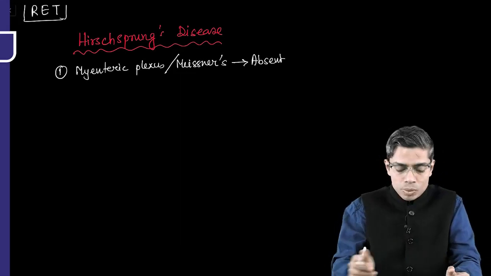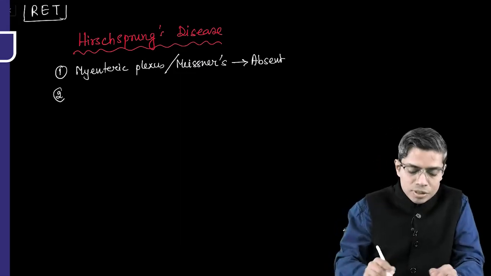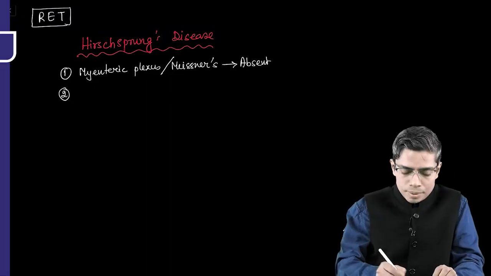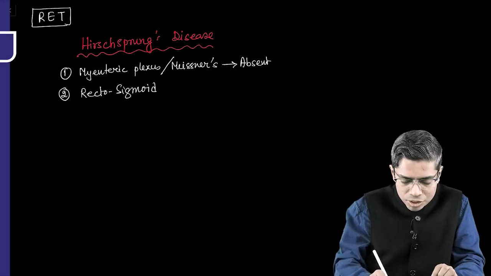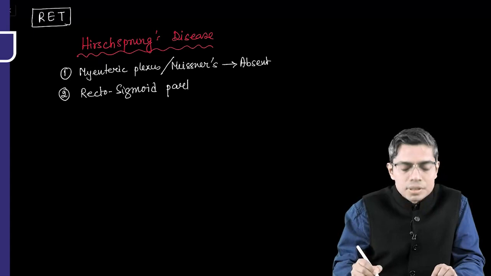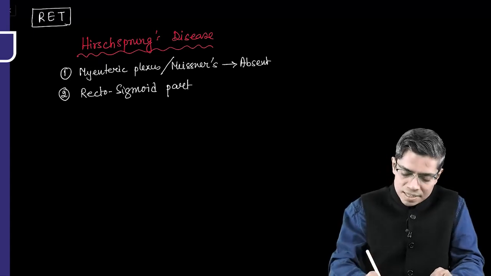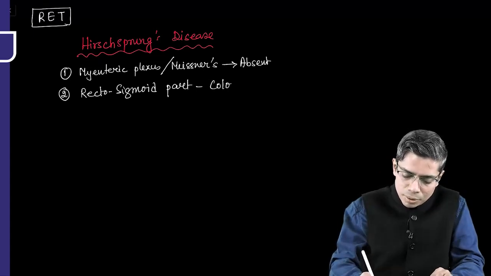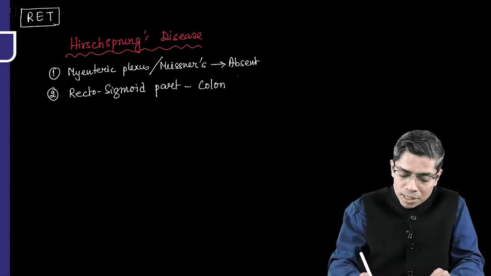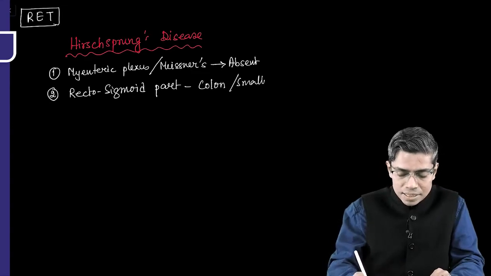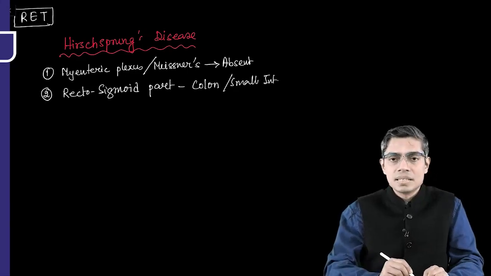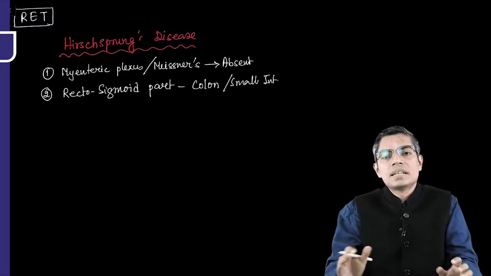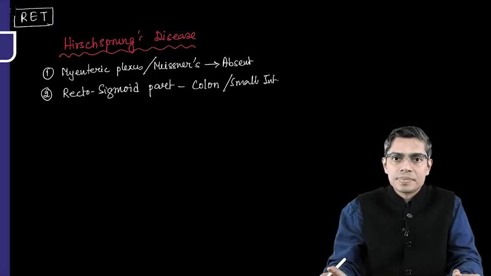Absent, okay. Which part of the GIT is mainly going to be affected? The colon, mainly the recto-sigmoid junction. But it is said that any part of the colon, including the small intestine, can also be affected by the disease, where the enteric nervous system will be absent.